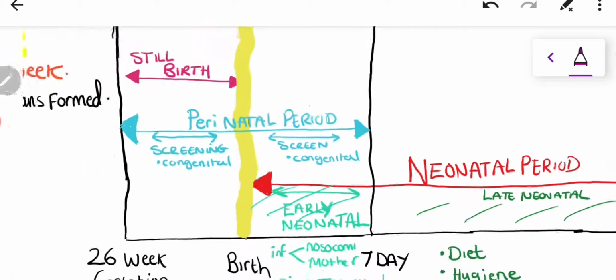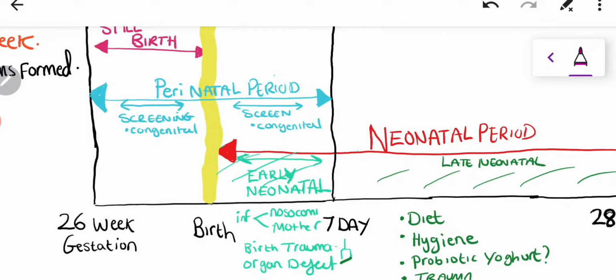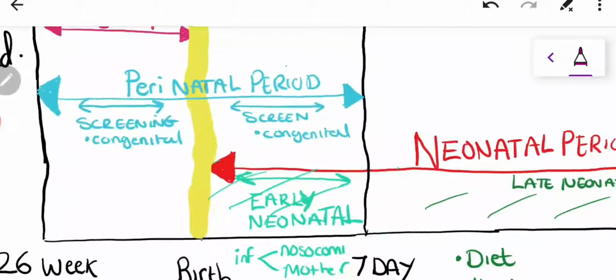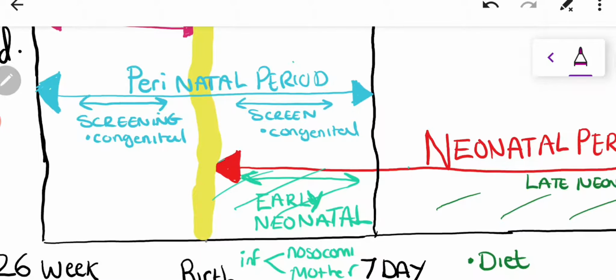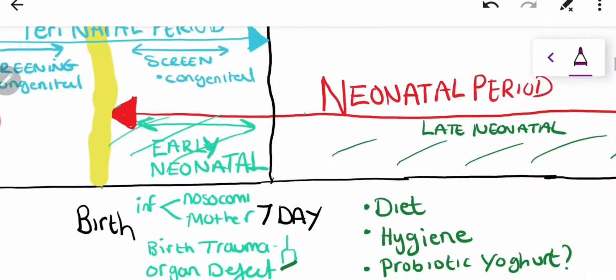The perinatal period is the period between 26 weeks of gestation and 7 days. And either side, there are activities for health, basically just to make sure your baby's healthy. The activities you would do is screening mainly.